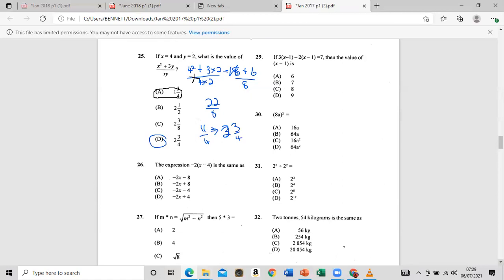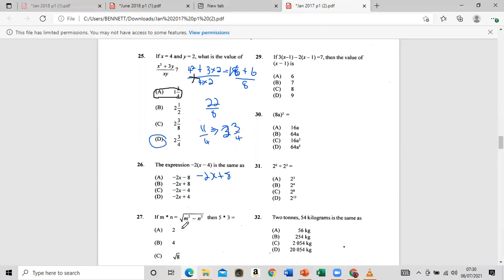Alright, 26. The expression negative 2 bracket x minus 4 is the same as, so negative 2 times x gives us negative 2x. Negative times a negative is positive. There's a point on here, you know, guys. But write this one out, right? Some people work better by seeing it, so I just cater for everyone.